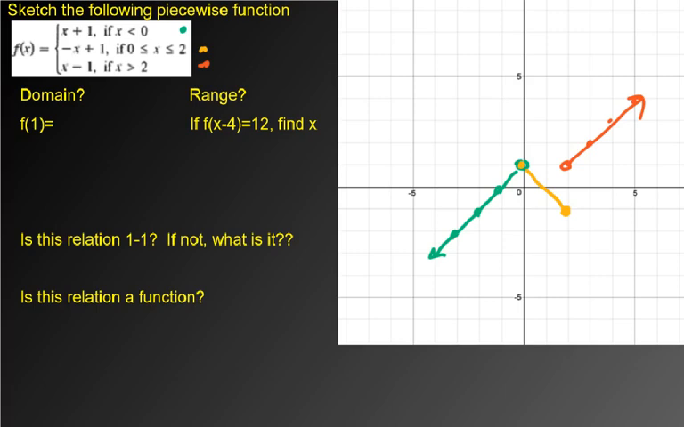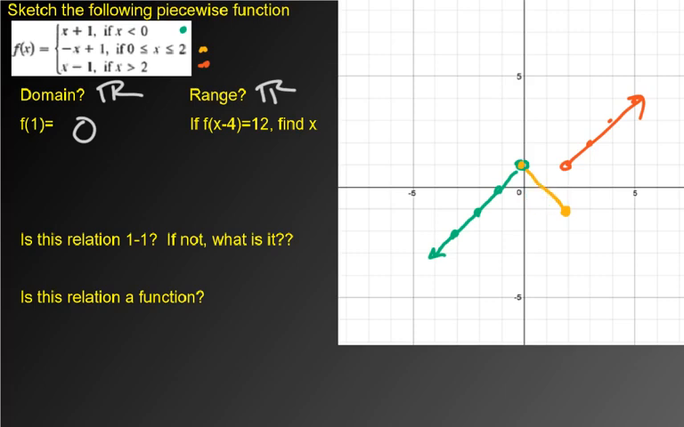Domain is all reals. Every x value shows up somewhere. Range would actually also be all reals. Almost looks like there might be a gap in the y's right there, but this is a y value of 1, and it fills in that one. So then you get all the positives above 1 there, and all these numbers below 1 there. F of 1 is going to be 0. If I just look at the picture, I can just see that right there, right?